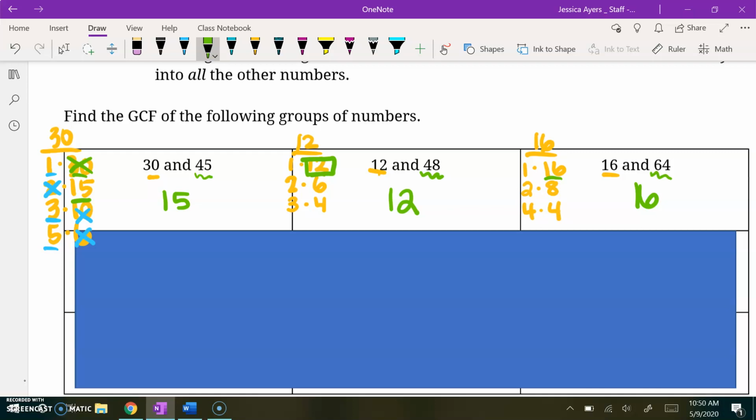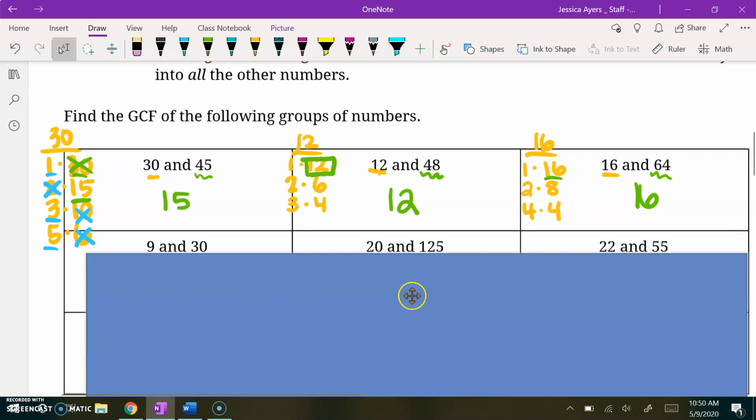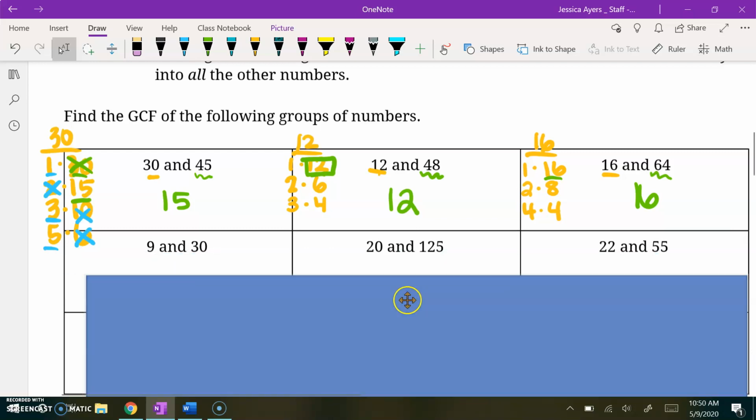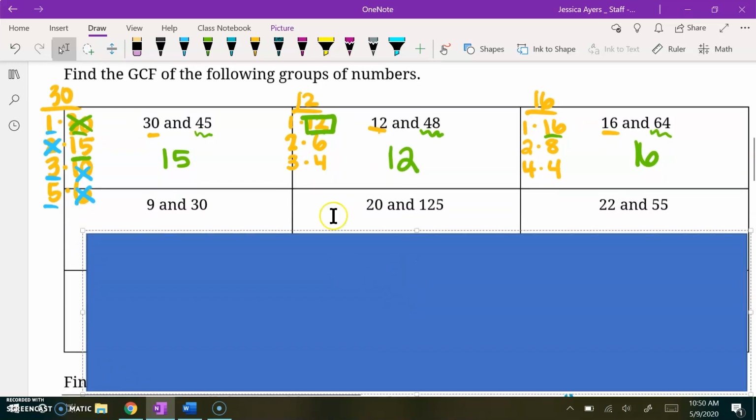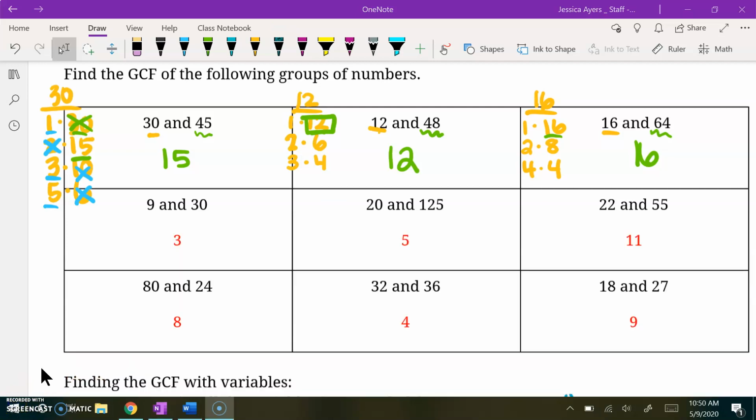Now, take a couple of minutes and find the GCFs of the rest of these, or really of the next 6. So now check your work. You see that the GCF of 9 and 30 is 3, 20 and 125 is 5, 22 and 55 is 11, 80 and 24 is 8, 32 and 36 is 4, and 18 and 27 is 9.